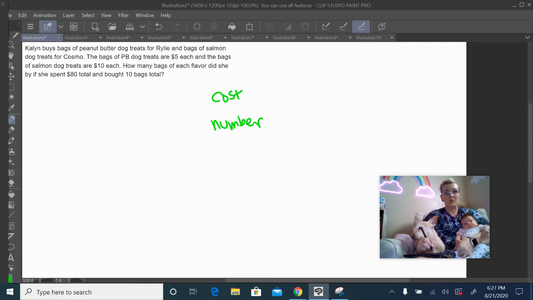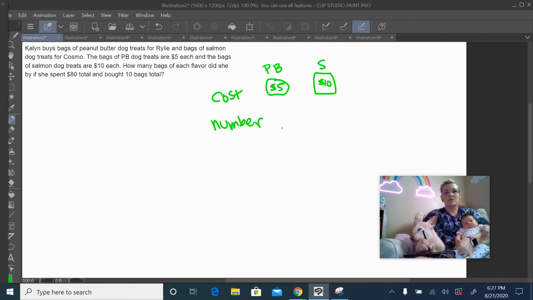So whenever I look at a problem like this that has lots of words, I also like to draw a picture. It doesn't have to be a fabulous picture, but just so we can understand what's happening. So the bags of peanut butter dog treats are $5 each. So I'm going to put cost. I'm going to draw a bag. I'm going to put $5, and that is the peanut butter. And then I'm going to draw this one bigger since it's worth $10, and those are the salmon. So I'm going to put S.